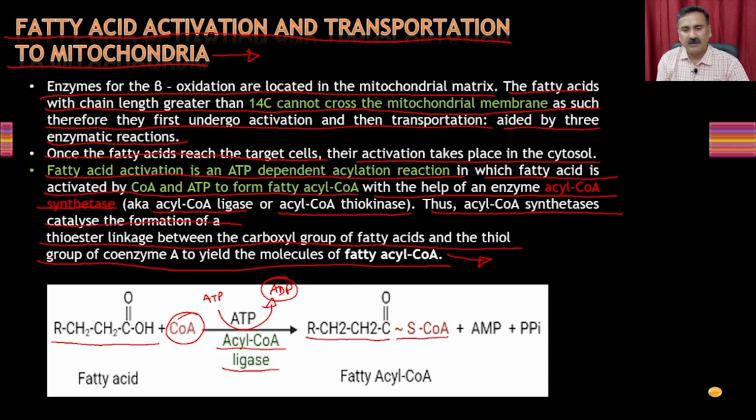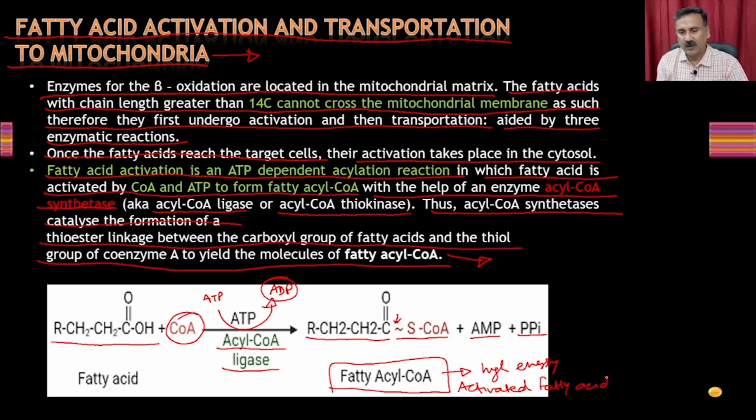This is a very high energy bond which is going to be formed between the fatty acid and the coenzyme A, and it is going to form AMP and PPi, and that is what is called fatty acyl CoA. This is a very high energy molecule because it contains the thioester linkage, and that thioester linkage is energetically very active, and that's how this molecule is activated. This is called the activated fatty acid.